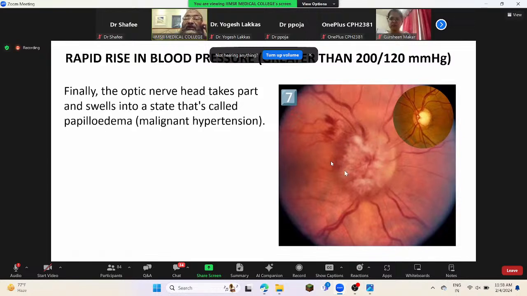Here you see the optic disc is totally swollen. This is the normal disc as you see it here. This one is the swollen disc where you do not see the cup at all. This is the optic cup. You don't see the cup here at all, and this is referred to as papilledema.